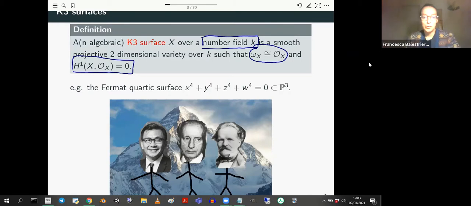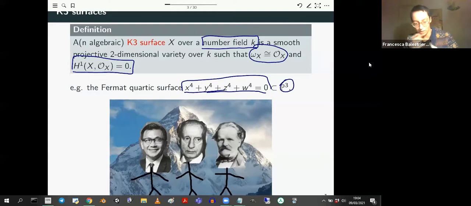And of course, we have probably seen many examples of K3 surfaces by now. My favorite one, just because it's the simplest one to write down, is the so-called Fermat quartic surface. It's this nice smooth quartic surface in P3. But of course, there are many other examples of K3 surfaces. For example, more generally, any smooth quartic in P3 will be a K3 surface. Then complete intersections of certain kinds will also be K3 surfaces. And there are many more examples.